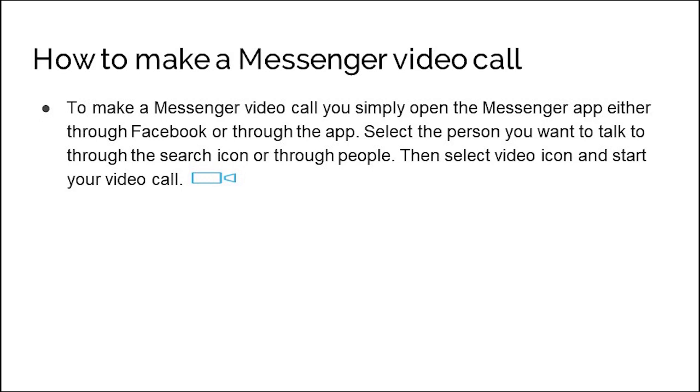To make a Facebook Messenger video call, you simply open the Messenger app from Facebook or the app itself. You will select who you want to chat with through your search icon or through people. Remember, you have to be Facebook friends to video chat. Then select the video icon and start the call. Next, there will be a short video example of how to make a Facebook Messenger video call.